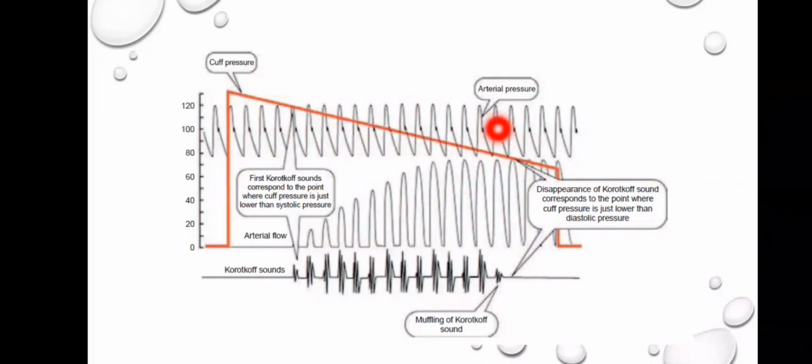These waves represent the arterial pressure. The orange line indicates the cuff pressure, which is initially greater than the arterial pressure. When the cuff pressure is slowly reduced, at a particular point the Korotkoff sound occurs, which is taken as systolic pressure. When the cuff pressure is further reduced, the Korotkoff sound disappears at a particular point, which is taken as diastolic pressure.